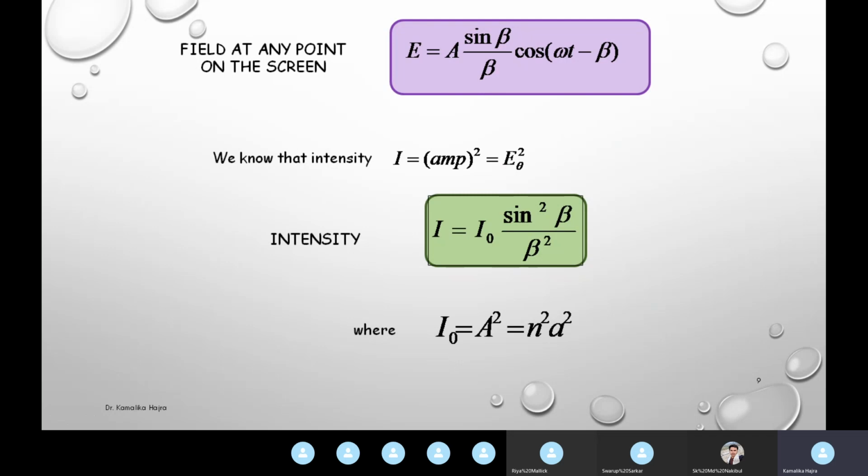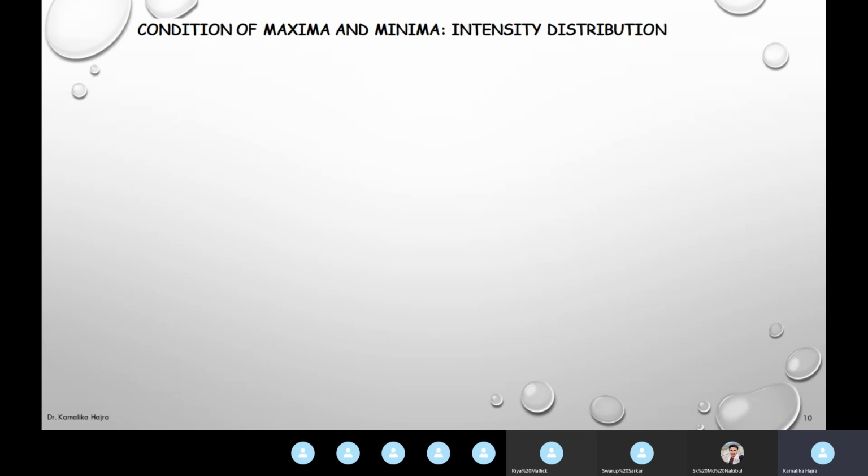All right. So now that we know the expression of the field at a particular point, and we know the expression of the intensity at any point P on the screen, again intensity depends on the value of theta, we are now at a position to see what are the conditions of maxima and minima, because ultimately we need to know the positions of or the conditions of maxima and minima in order to understand what the intensity distribution will be like, what the fringe pattern will look like on the screen. That is basically the intensity distribution.